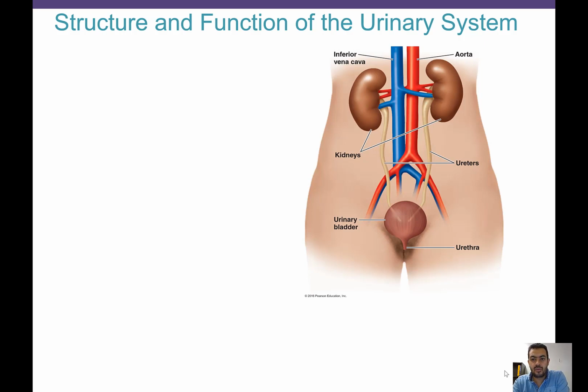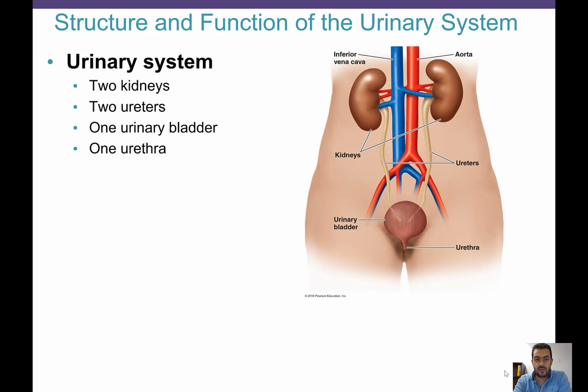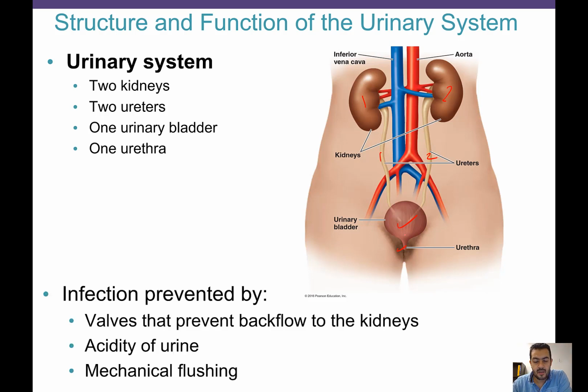So let's start with the structure and function of the urinary system. As you can see, the urinary system includes two kidneys, two ureters, and the urinary bladder, which you can see here, and then the opening, which is the urethra, the tube that collects the urine from the urinary bladder to be discharged outside the body.